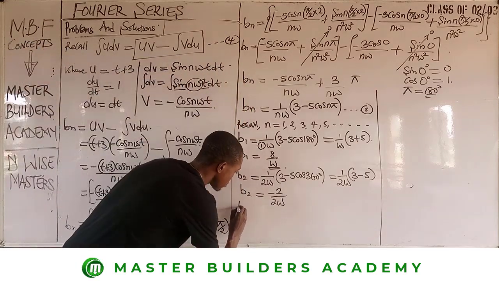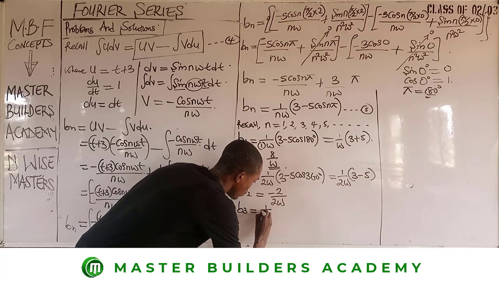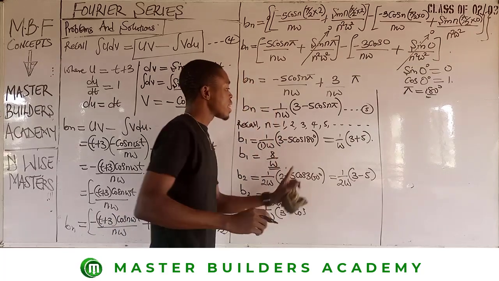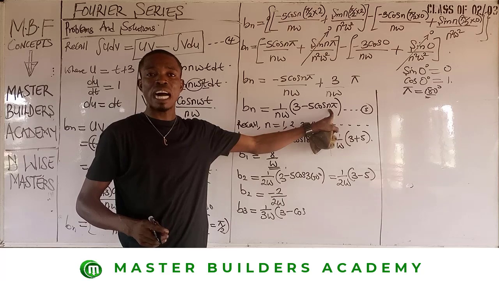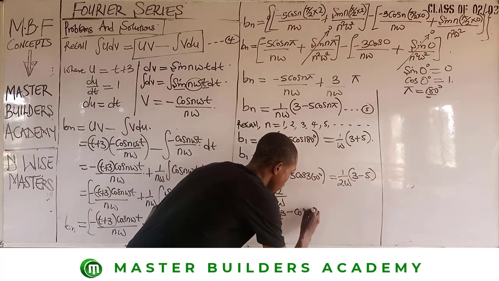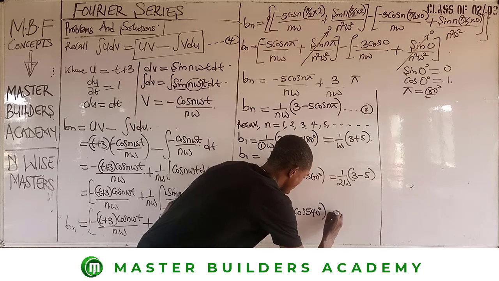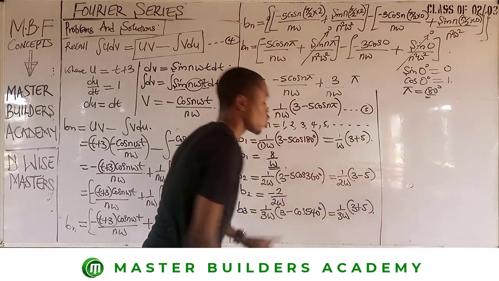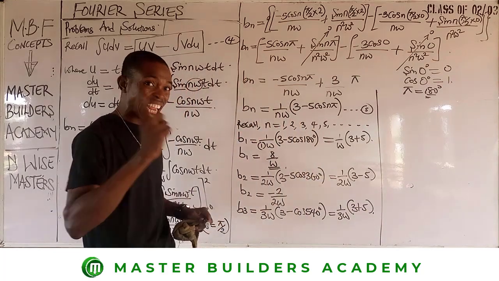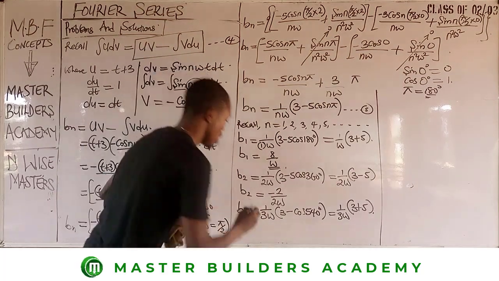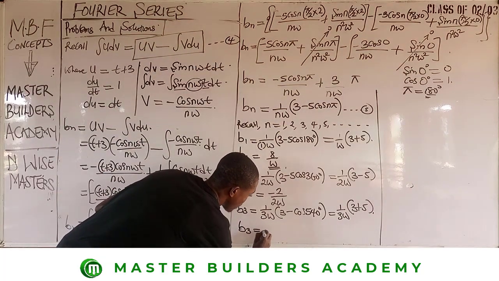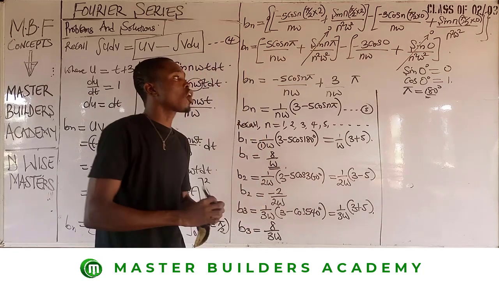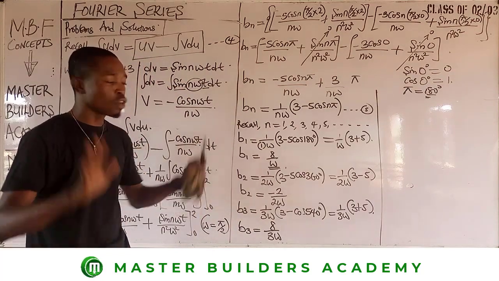Then to get b3, it will give us 1 over 3w into 3 minus cos 3 multiplied by 180, which will give us 540. Then we have cos 540 degrees. And then this will give us 1 over 3w into 3 plus 5, because cos 540 will give you negative 1. Are you with me? Then b3 would have given us 8 over 3w. We have gotten the first 3 non-zero values.